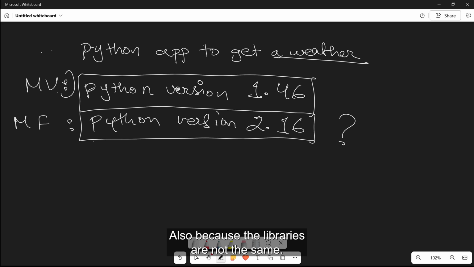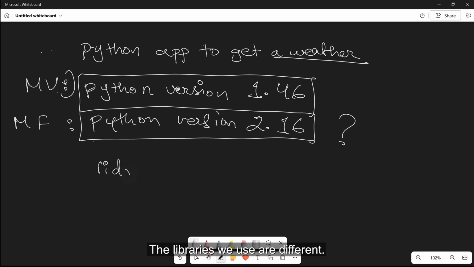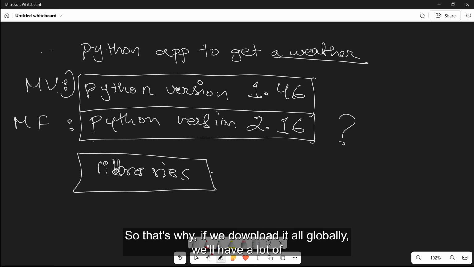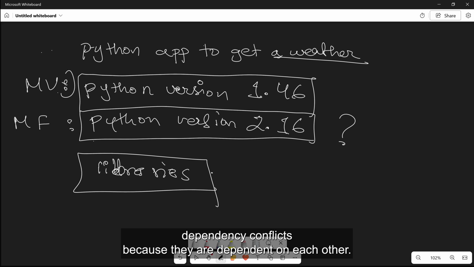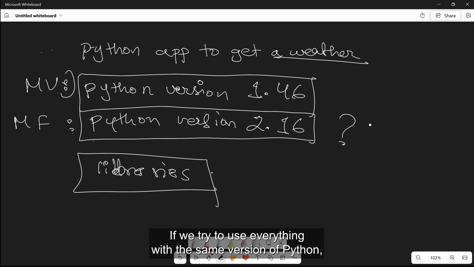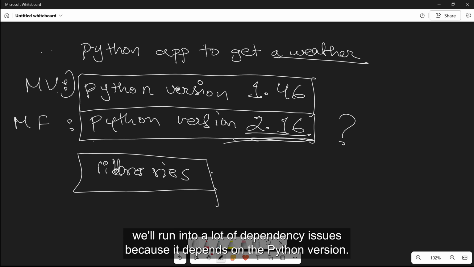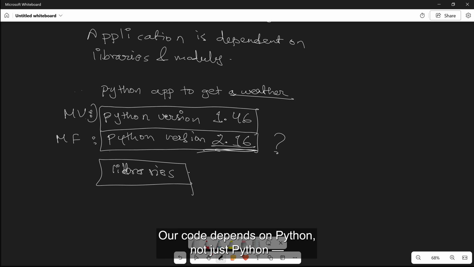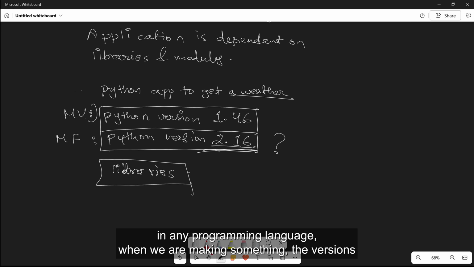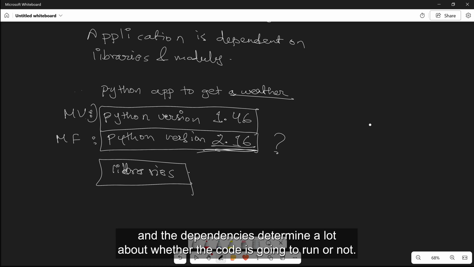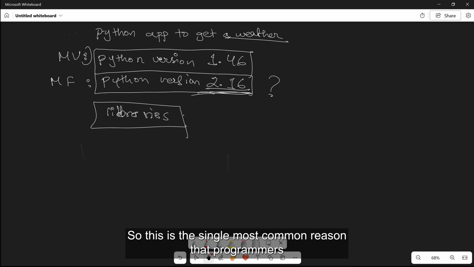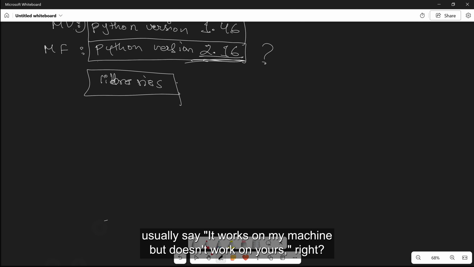Let's assume both our Python versions are the same, but the libraries we use are different. If we download everything globally, we'll have a lot of dependency conflicts. If we try to use everything with the same version of Python, we'll run into a lot of dependency errors because our code depends on Python, and not just Python, any programming language. When we are making something, our versions and dependencies determine a lot whether the code is going to run or not. This is the single biggest reason that programmers usually say it works on my machine but doesn't work on your friend's, right?